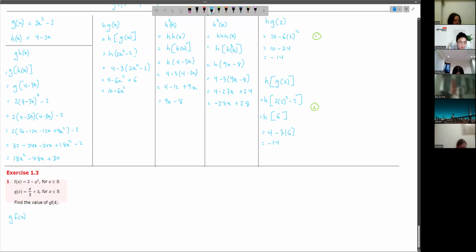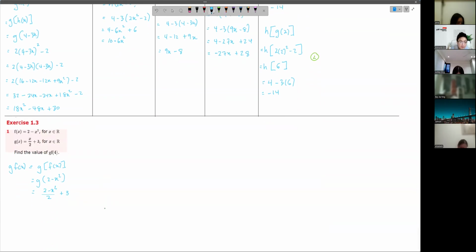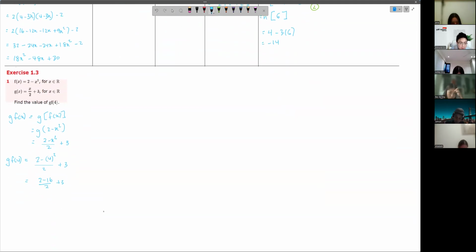g f(x) equals g of (2 minus x squared), which is (2 minus x squared) over 2, plus 3. Okay, so this is g f(x). So gf(4) will equal (2 minus 4 squared) over 2 plus 3, which is what? Negative 7 plus 3, right?